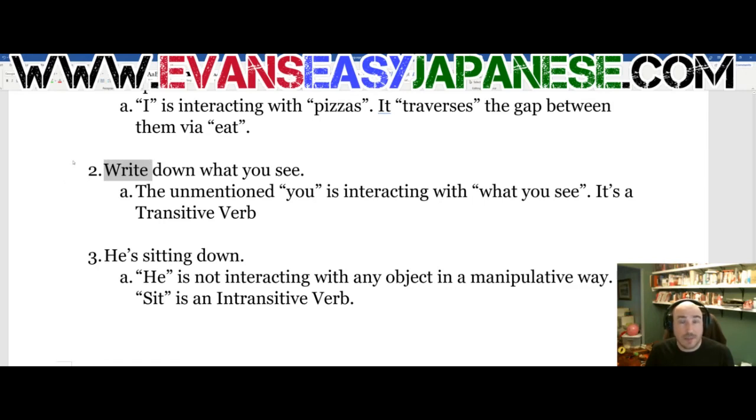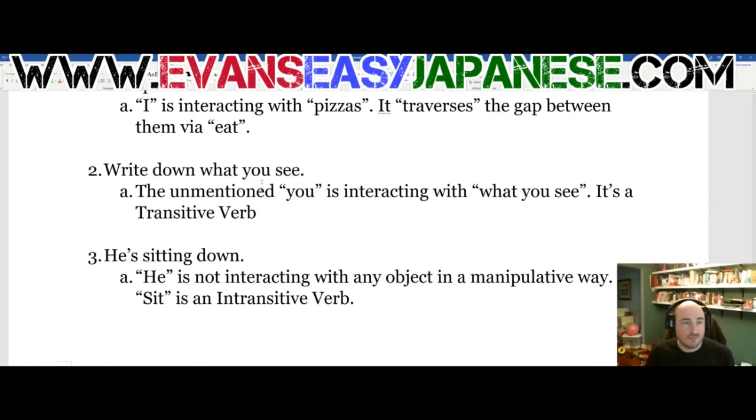It's a command. You write down what you see. This you see is a clause that is describing what it is that we see. So the unmentioned you, the first one, you write down, is interacting with what you see. Thus, it's a transitive verb. So notice I chose one that hides the subject in English. Write down what you see. I'm talking about you doing the action. Thus, there is a subject. The subject is you, and you're going to write down what you see.